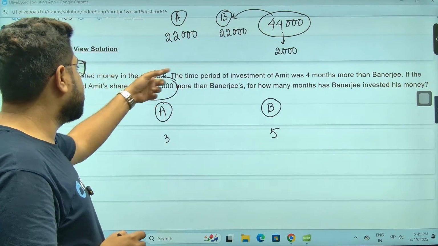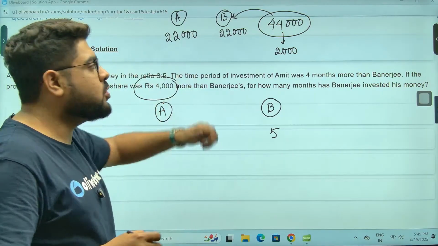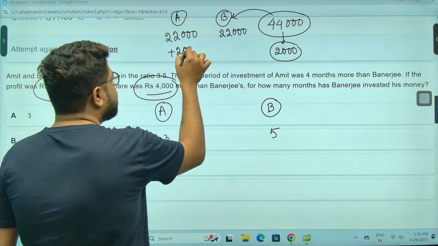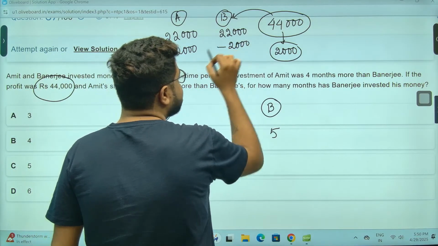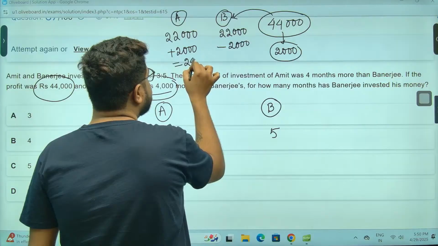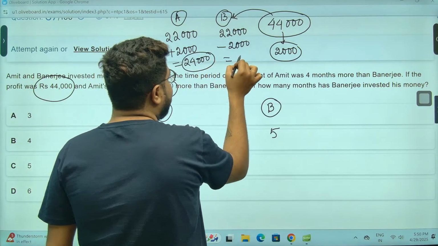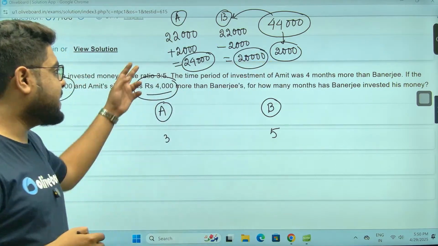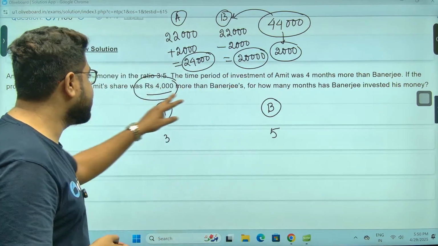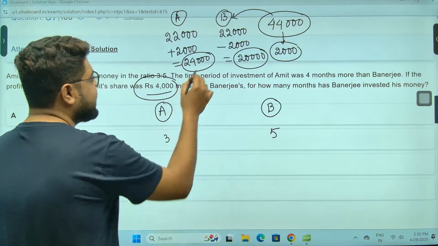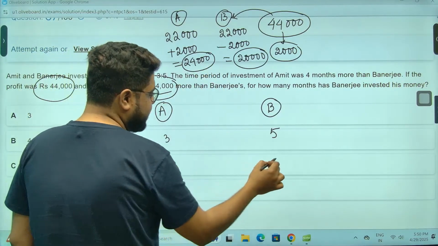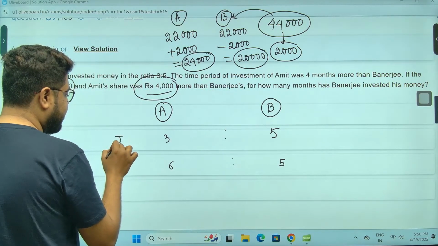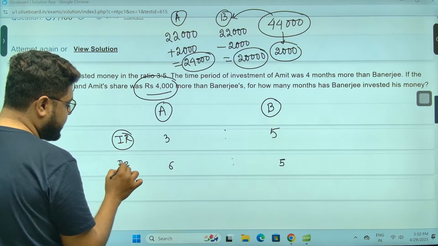If everybody got equal, but they have not got equal. So one got 4,000 more than other. Amit got 4,000 more. So you add half of that 4,000 to him, and you subtract half of that 4,000 from this. So Amit got 24,000 and Sir Banerjee got 20,000. You see, this particular condition is now satisfied. So you can say, sir, the ratio for Amit is 6:5, sir. Can you guys see this? The ratio is 6:5. So this is investment ratio. This is profit sharing ratio.